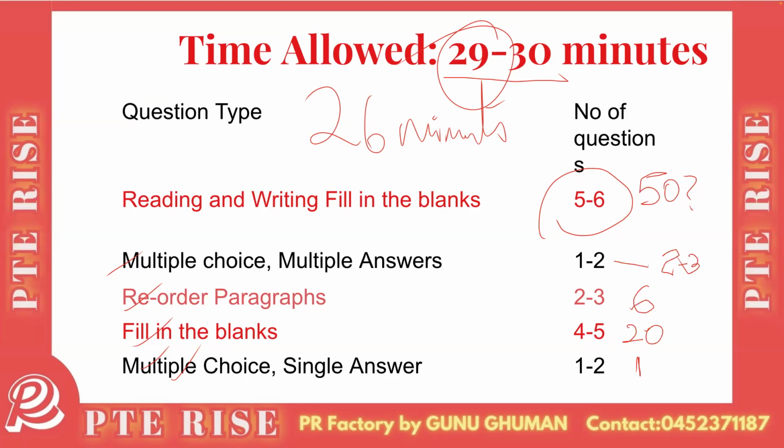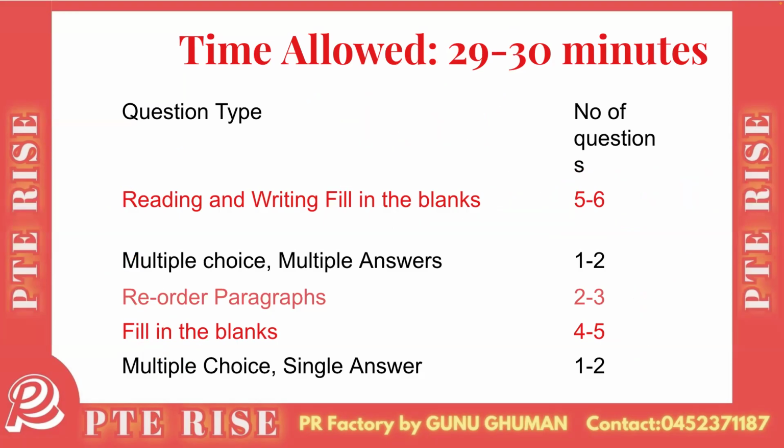Pretty obvious: reading and writing fill in the blanks, right? So we are going to give at least 50% of the time. What is 50% of 26? 13 minutes. Now what do you get if you divide 13 by 5? It's more than 2 minutes, 2 to 3 minutes. So we have decided that on each paragraph of your reading and writing fill in the blanks, you will be spending 2 to 3 minutes.